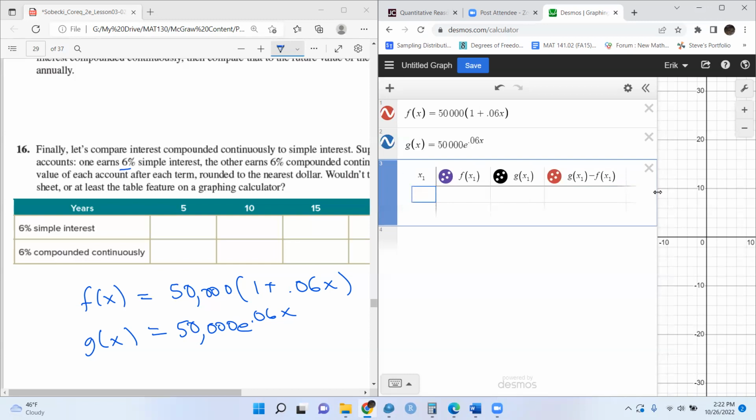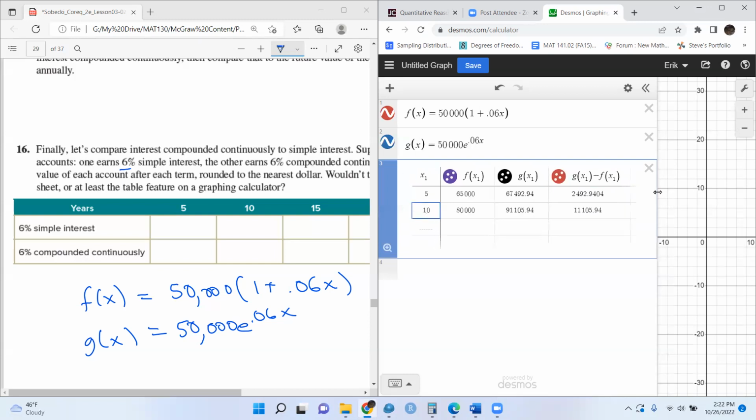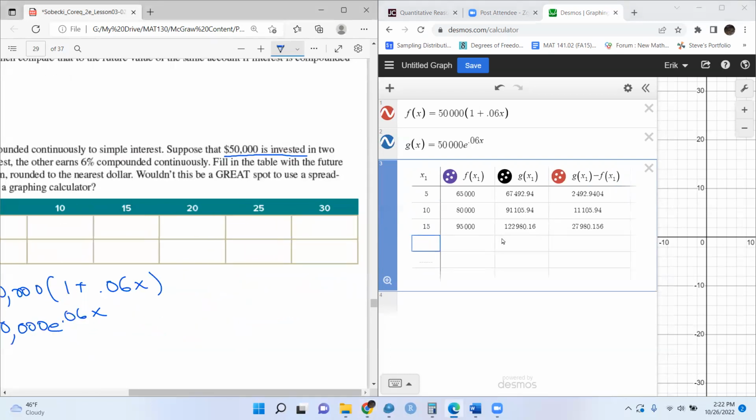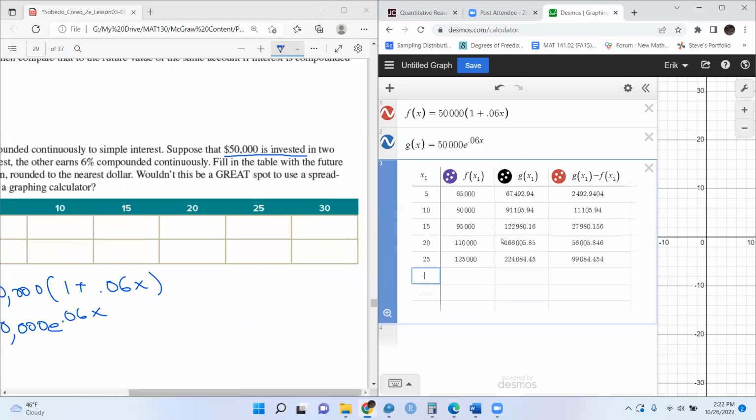Okay, so we were supposed to do 5. Yep, that's 5. 5, 10, 15, 20, 25, and 30. Okay, so remember, these are future values, and then these are a difference in the future values. So it's a huge difference between simple interest and compounded continuously.